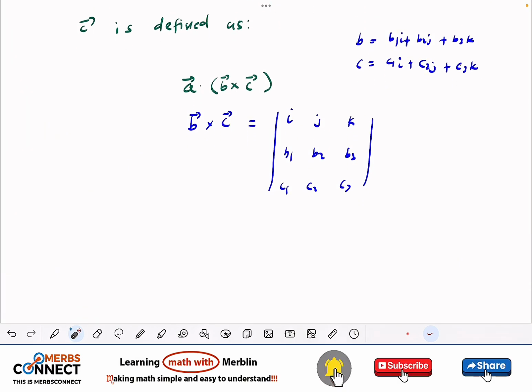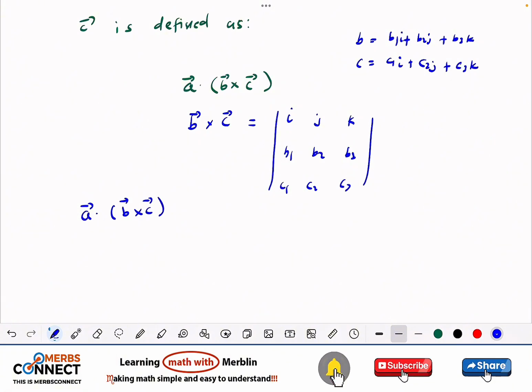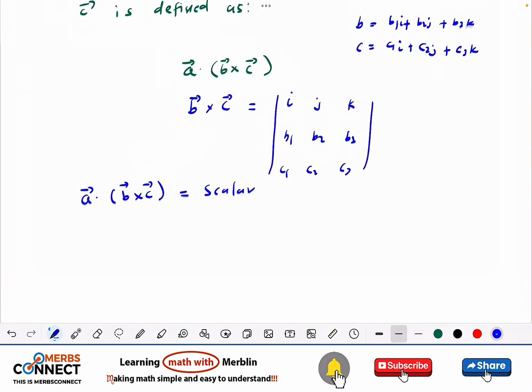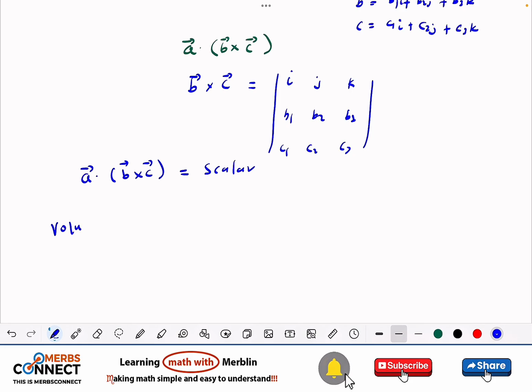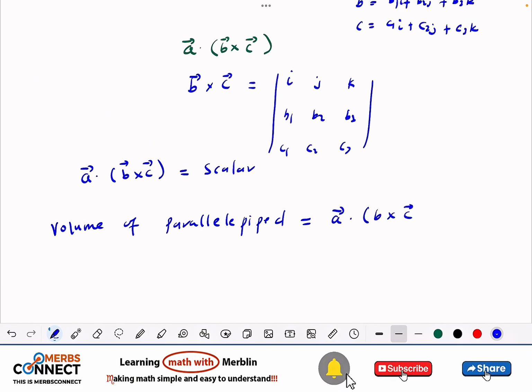Now, what we need to also know is that anytime we find this, it is equal to a scalar, because when I cross B and C and dot the result with A, I get a scalar. This scalar has a name. This is what we call the volume of a parallelepiped. So this is going to give us A dot B cross C.